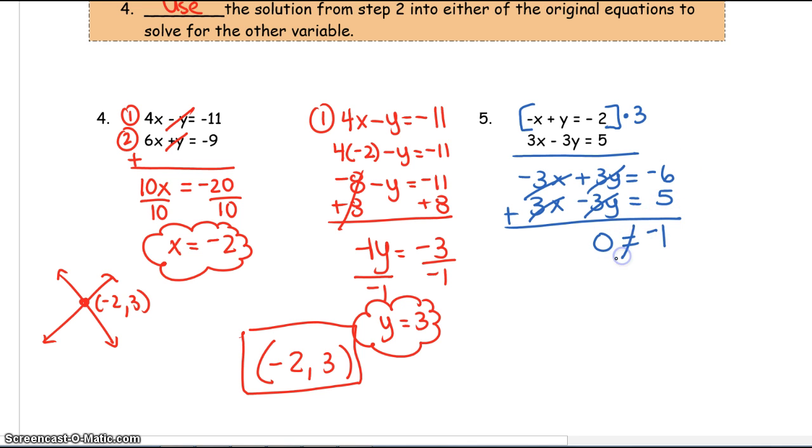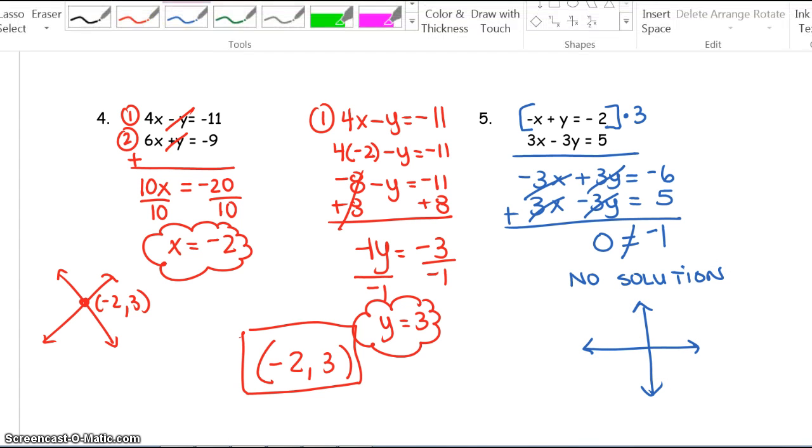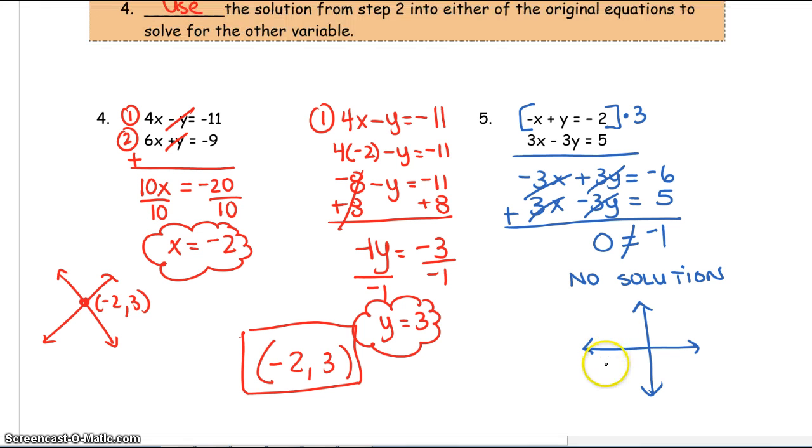Well, that's not true. 0 doesn't equal negative 1. What? Alright. If you ever run into a situation like that, that means that the equations have no solution. Meaning that if I were to graph them, these lines would be what kind of lines? Great job! Yes, they would be parallel lines. So, because it's not a true expression, I guess you can say, it's not equal to anything, so no solution.